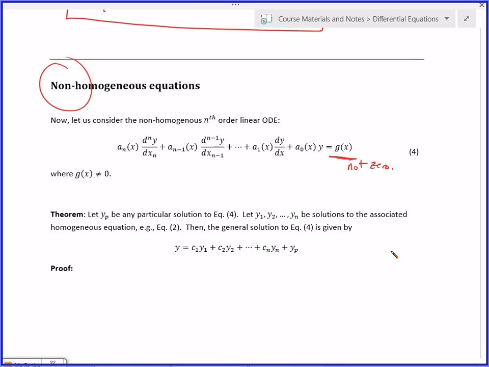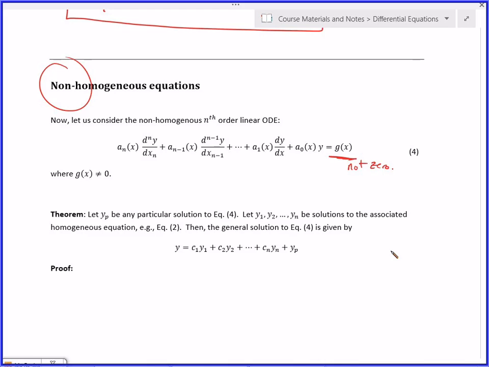Sounds actually pretty easy. Look at what this theorem says. Let Y_P be any particular solution to equation 4, the one I just have right there above this on the screen. Y1, Y2 through Yn are solutions to the associated homogeneous equation. So change the right-hand side to 0, find all of your n solutions to that problem.